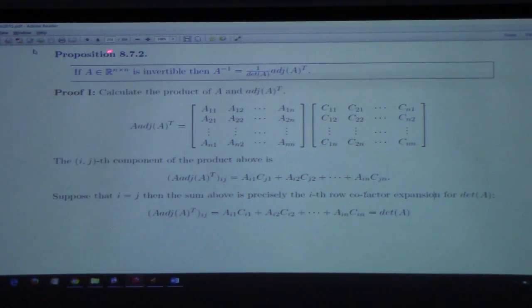Now, if we have an invertible n by n matrix, the formula for the inverse is given by this: 1 over the determinant of A, times the transpose of the adjoint of A. Now, what's the adjoint of A? Yeah, exactly, you don't know. Fair enough. Let me show you.